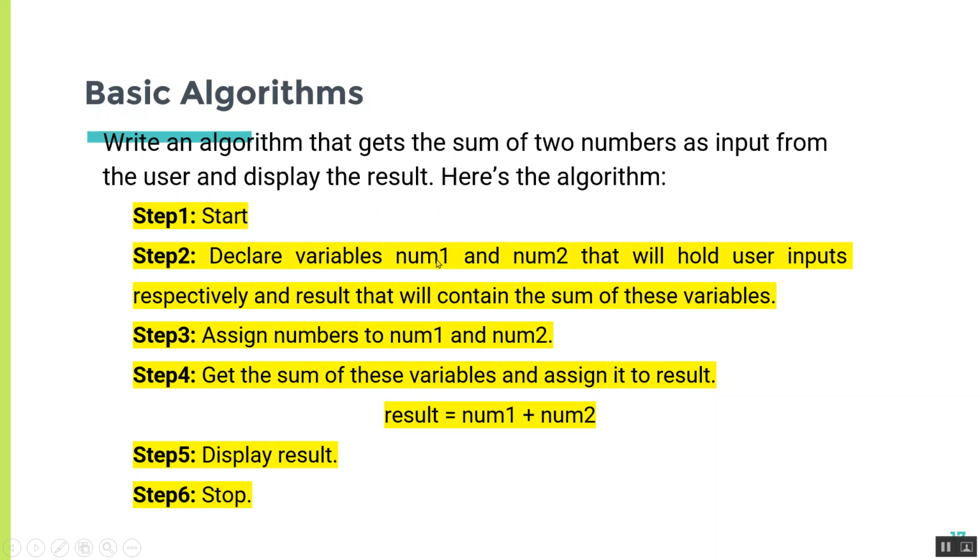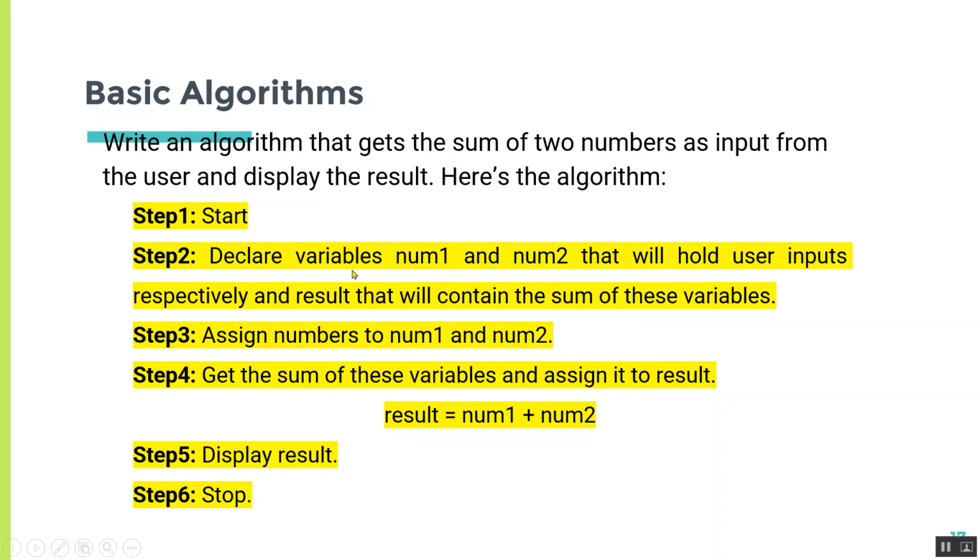And here's the algorithm for that. Step 1, start. Step 2, declare variables num1 and num2. So num1 and num2 are variables and they will hold the numbers entered by the user, respectively, and result will contain the sum of these variables. This num1 and num2, you could change its name depending on your data that will be inputted. So num1 and num2 will hold numbers, so that's why I named it num1 and num2.